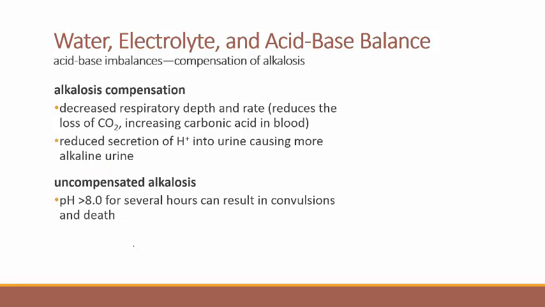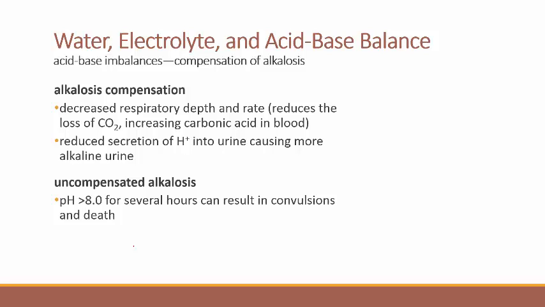So how do we compensate for alkalosis? Well, decreased breathing rate and depth will help us to maintain CO2 in the body, which will then turn body fluids a little more acidic. Or we can hold on to hydrogen ions and reduce the amount of hydrogen ions that we're peeing away. Or we can even pee out some of the bicarbonate ion, making our urine a little bit more basic and taking away base from the body.